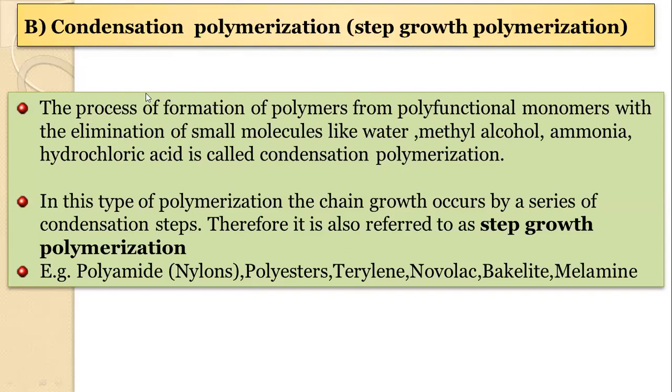Such polymers are called condensation polymers, the process of formation of polymers from polyfunctional monomers. See, this is a very important thing here. Polyfunctional monomers means monomers not having the same functional group. Different monomers are used here. If the same monomers are used, we get addition polymers, but the main condition of condensation polymers is polyfunctional. Poly means many functional groups are there. We'll see one example.